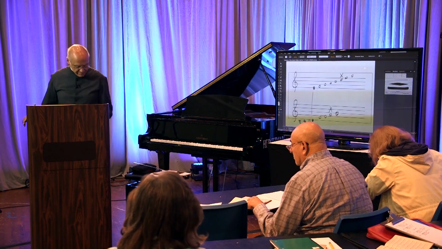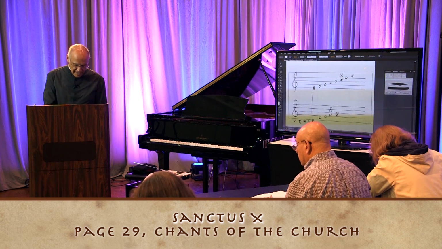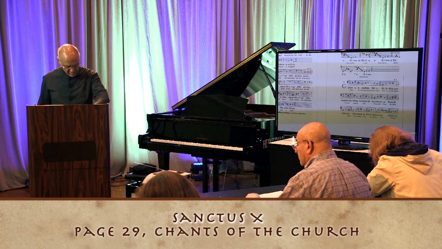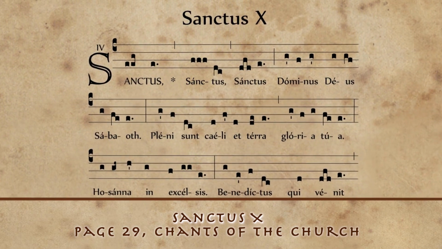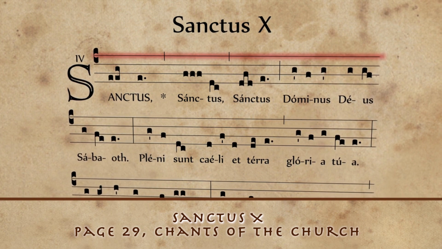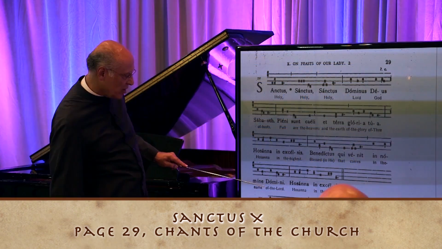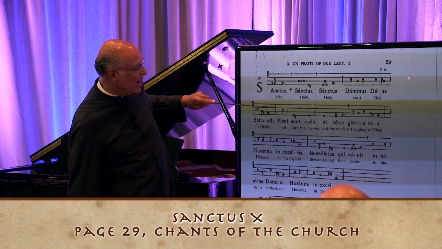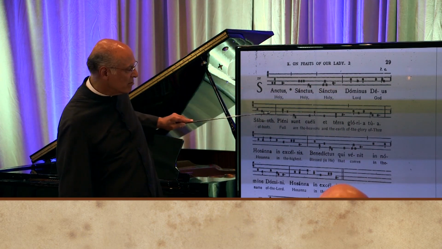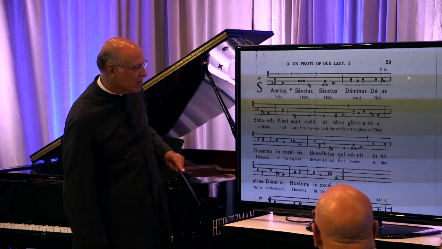Let's see if we have one. We have Sanctus of Mass 10. It should be in your book on page 29. So you see it begins on E, and you see that it goes somewhat low, not terribly low, but in any case, it doesn't go very high. You see, it just hovers around the E, goes just a little bit up, and comes back down.